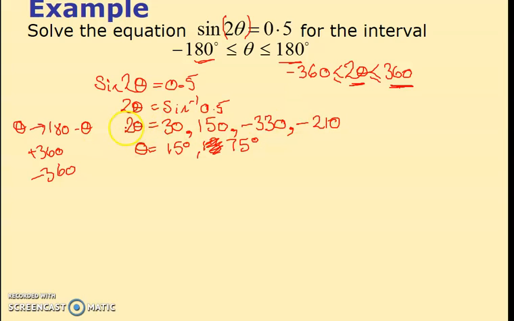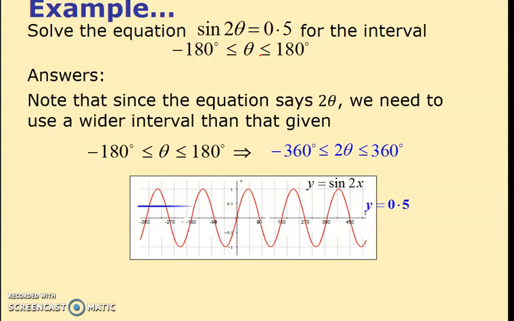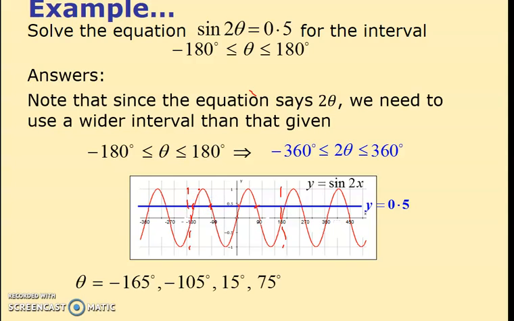So when I divide by 2, I did remember to do this one, I remembered to do this one, but I've got to do these two as well. So this gives me minus 165, when I divide this by 2, and minus 105. And those 4 solutions are all now back within the right interval. So what did I do? That's the graph. You are meant to think of it like that, and within the interval from minus 180 to 180, you get 1, 2, 3, 4 solutions. There they are. And there's the same answers as I got.